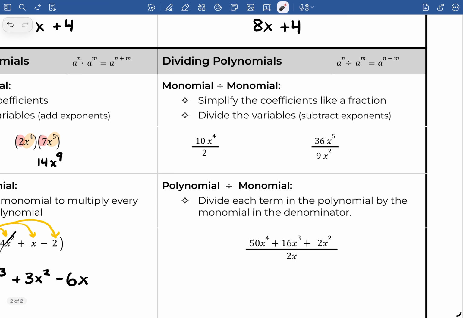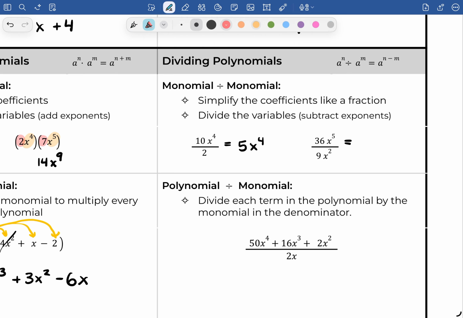So next we've got dividing. And so similar idea, we're dividing the coefficients and then we're subtracting the exponents like we did in unit 3. So what's 10 divided by 2? It's 5. And then in this one, we only have x to the power of 4 on the top. There's nothing else that it will cancel with or subtract. So we just have that x to the power of 4 as part of our answer.